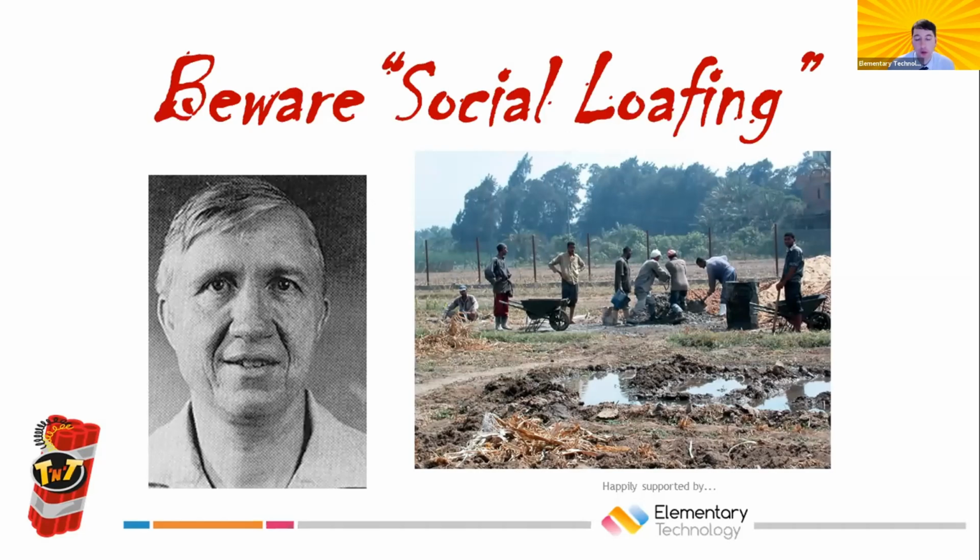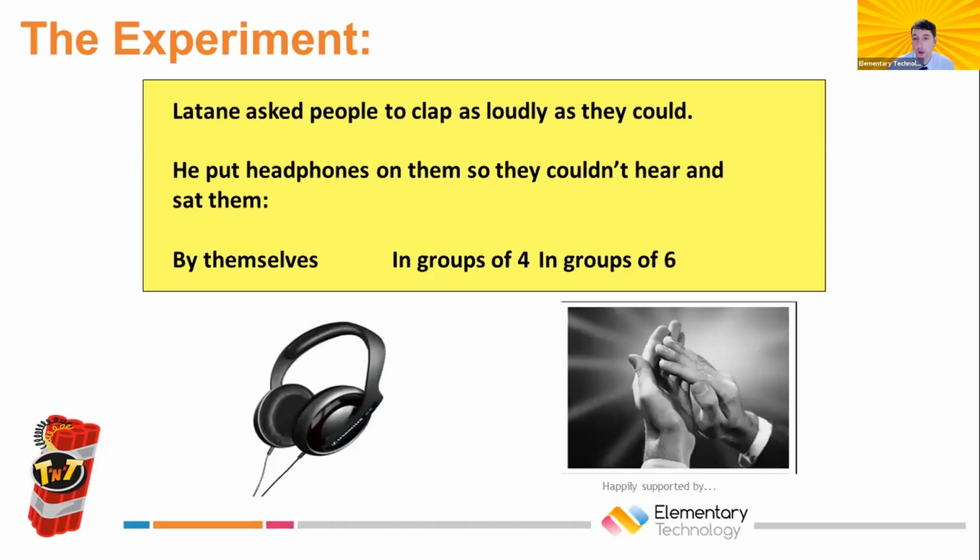And to check this out, he did a quite nice simple experiment. He asked people to sit in a little studio, clap as loudly as they could, and there was a device to measure how many decibels, how loud they were. He put headphones on them so they couldn't hear themselves. He tested them by themselves, and then in groups of 4, all sat together, and then in groups of 6. And what he found was that the more people there were, the less individual effort everybody put in, hence his theory about social loafing.